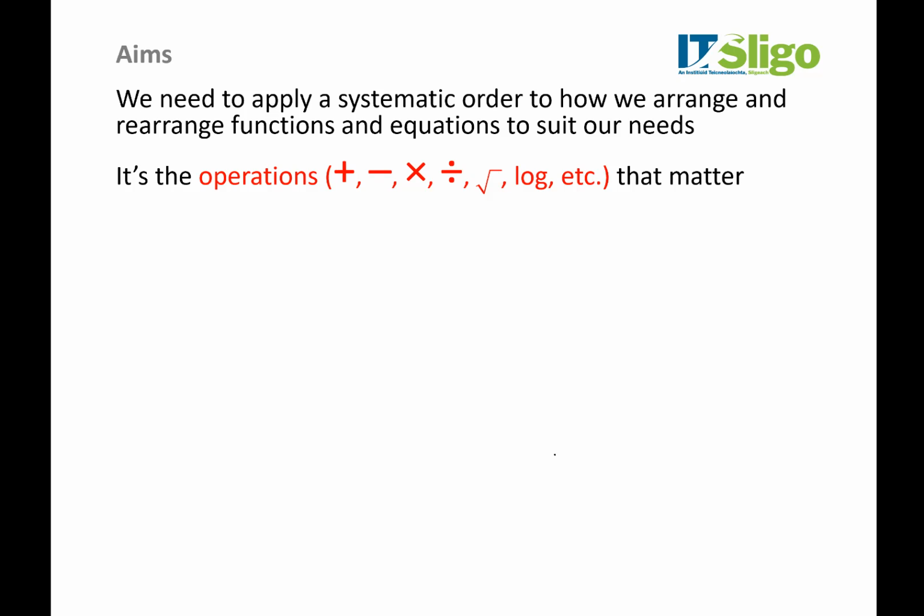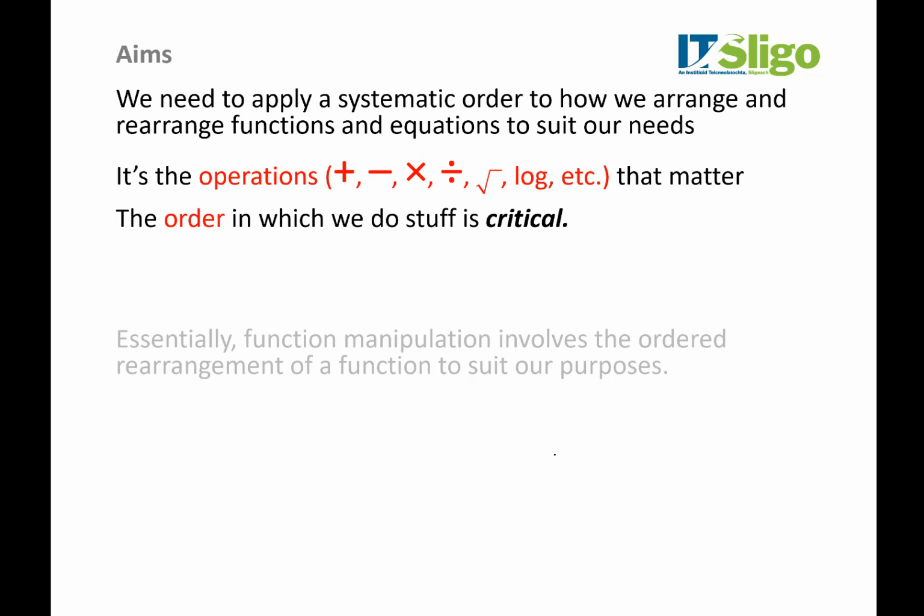So we're looking for a systematic order in how we arrange and rearrange functions. And it's really the operations. We're not so interested in the 3 and the 20. It's much more, how is the 3 joined on to A? Is it by multiplication or is it by minus or plus? That's what determines what we do.